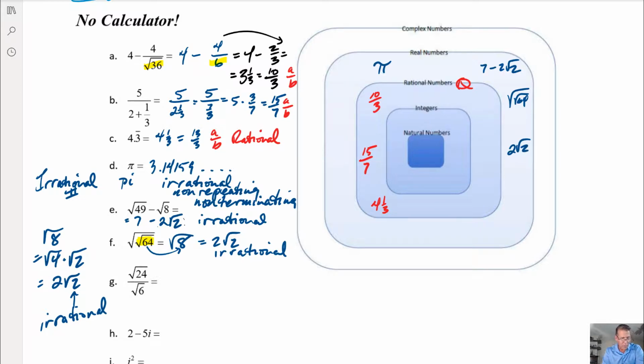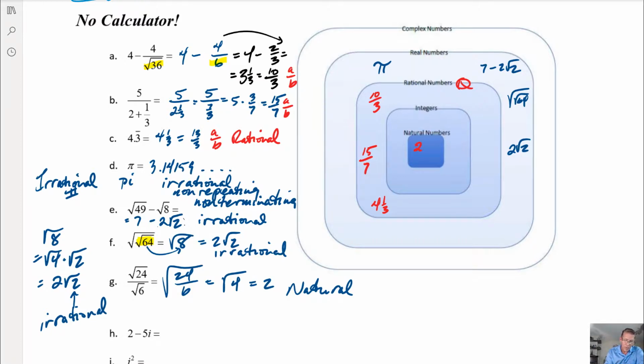Now, just because it has a root doesn't mean it's irrational. People think that all the time. This expression here, root 24 divided by root 6, is the same thing as the square root of 24 over 6, which is the same thing as the square root of 4, which is the same thing as 2. And that, my friends, is just a natural number. So 2 is natural, so 2 goes in here.